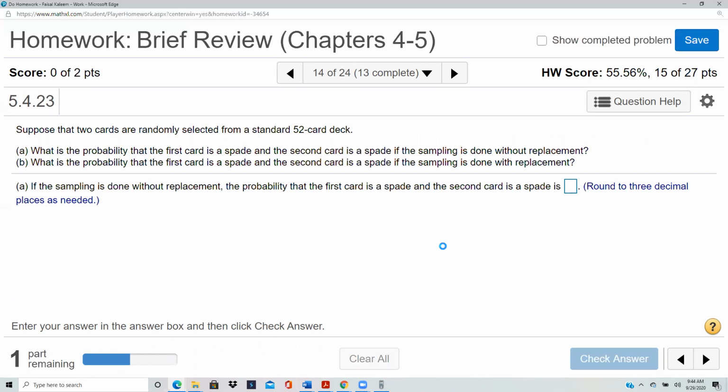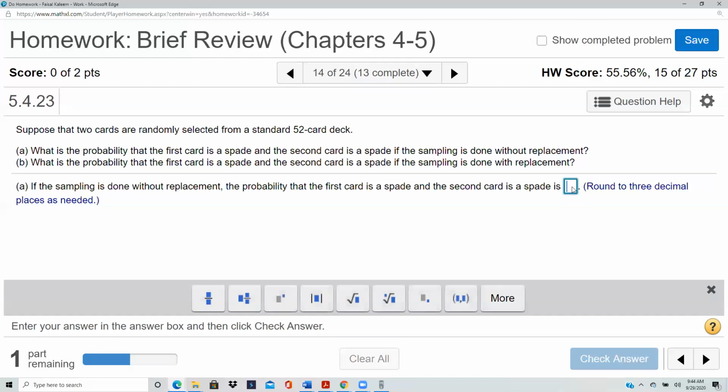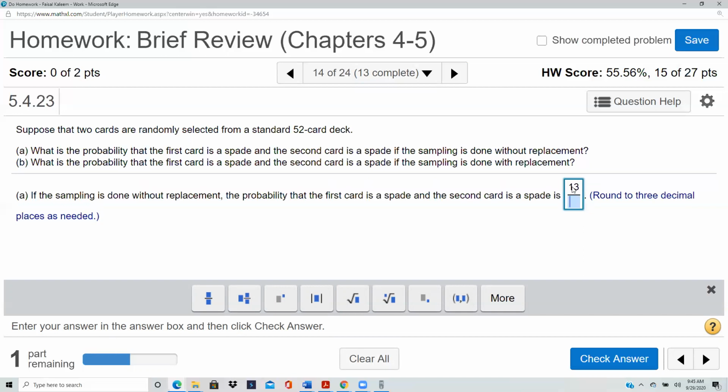What's the probability that the first card is a spade and the second card is a spade if the sampling is done without replacement? So what's the probability that the first card is a spade? How many spades? 13 out of 52. So that's the probability that the first card is a spade.